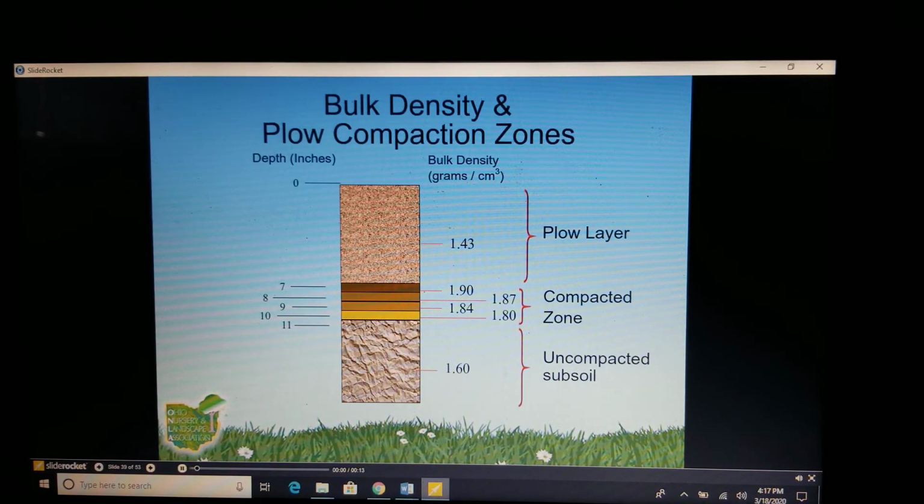This graphic represents real data gathered on a farm near Wilmington, Ohio. The bulk densities for soil at different depths were determined, and the results clearly show the soil compaction zone produced by years of annual plowing.